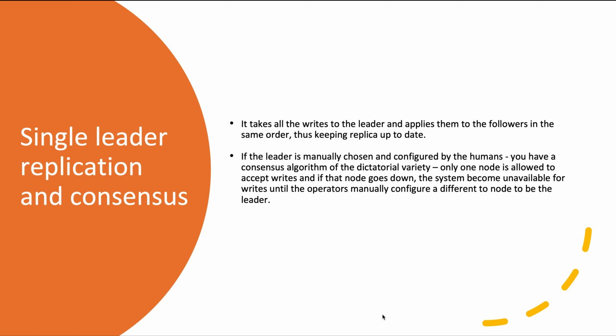So in this case, the termination property of consensus is not satisfied because it requires human intervention in order to make progress. Some databases do perform automatic leader election and failover, promoting a follower to be the new leader if the old leader fails. But in this case, we have to think of a fault tolerant total order broadcast solution. But we have a problem here. We need consensus in order to elect a leader. But if consensus algorithms are total order broadcast algorithms, and total order broadcast is like single leader replication, and single leader replication requires a leader which requires consensus, then we are stuck in a loop. So how do we come out of the loop?